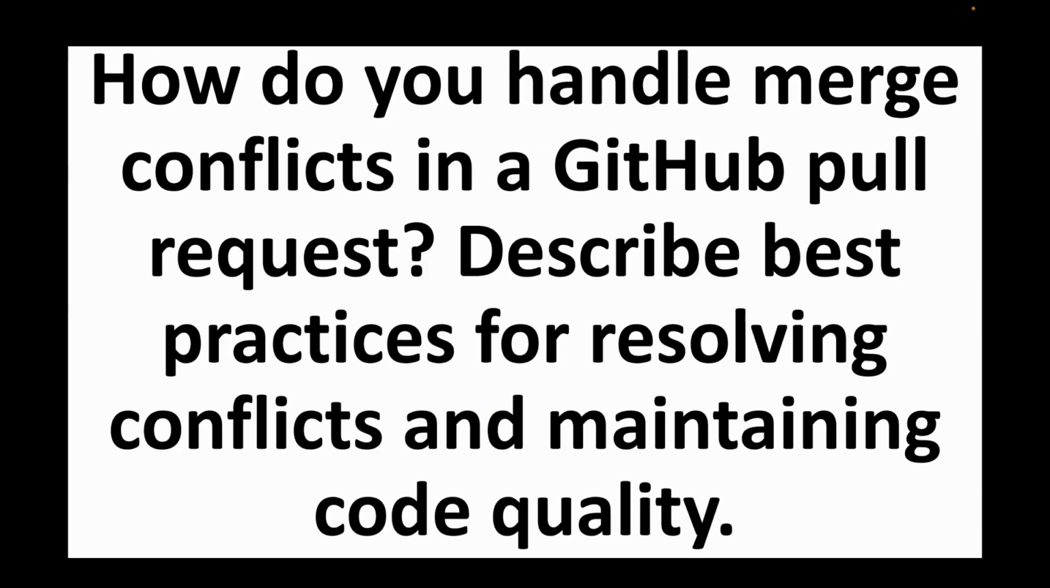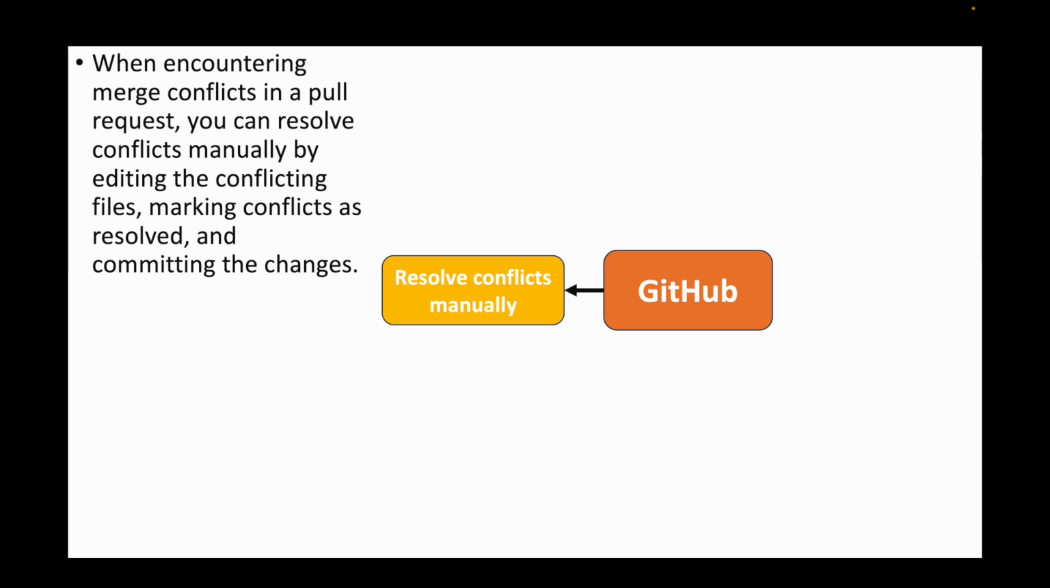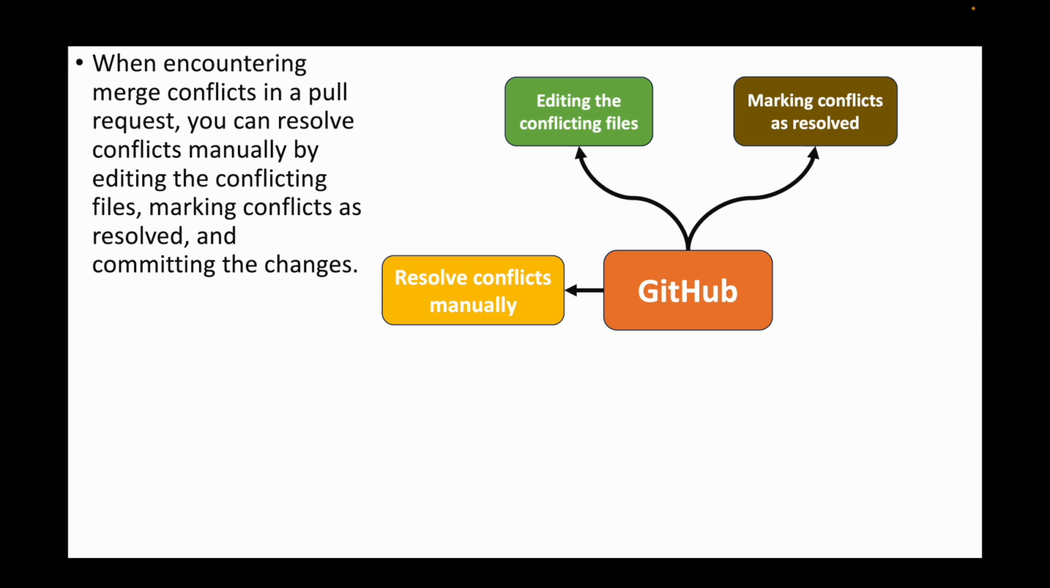The next question we have is, how do you handle merge conflicts in a GitHub pull request? Describe best practices for resolving conflicts and maintaining code quality. So we know that merge conflicts can occur whenever there is a conflicting change between two developers. So whenever we encounter a merge conflict in GitHub in your pull request, we will need to resolve these conflicts manually. Now, we can either edit the conflicting files. Once that is done, we can mark those conflicts as resolved and then finally commit those changes within the repository.